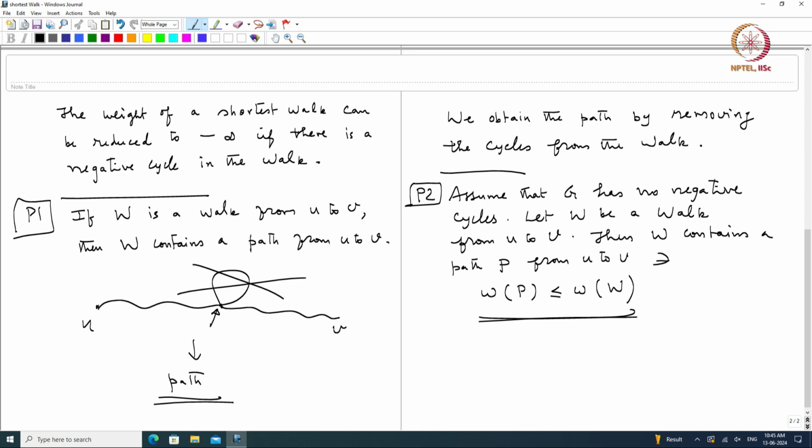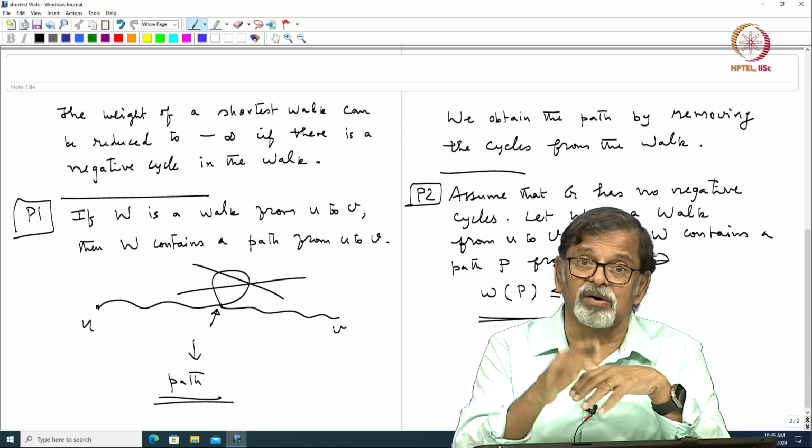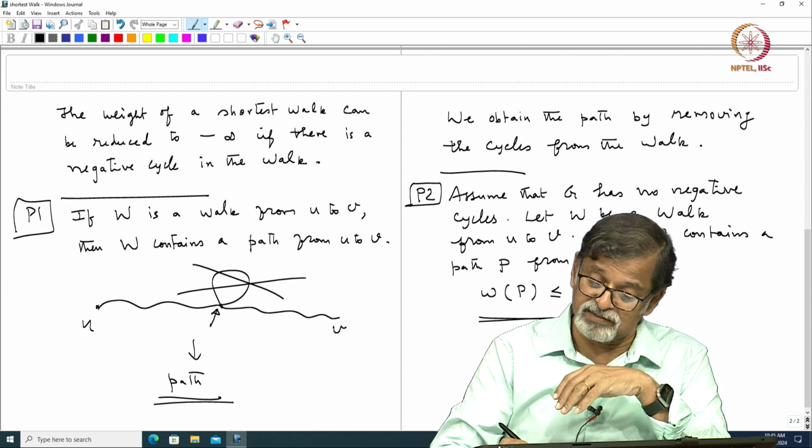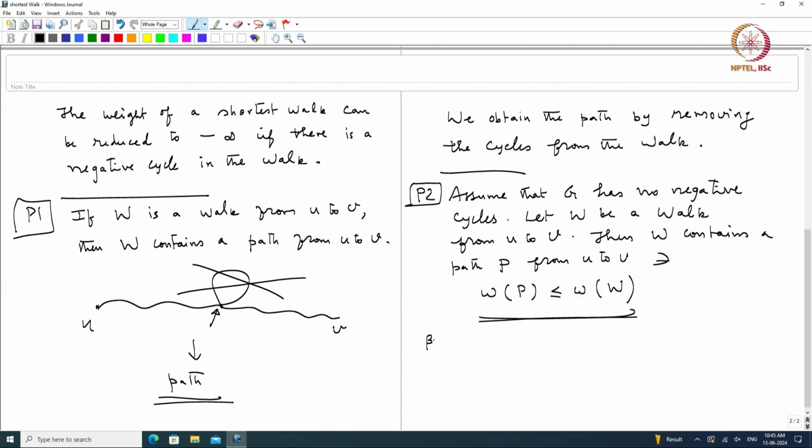We will also make another observation, an interesting property. If you look into a graph that has no negative cycles, the shortest walk will be a shortest path. That is the important property 3.